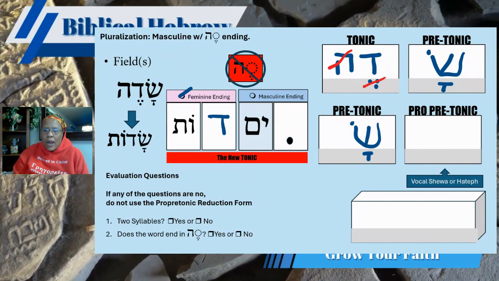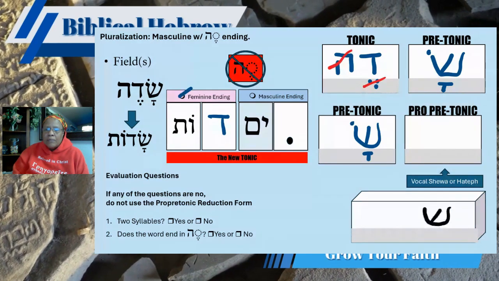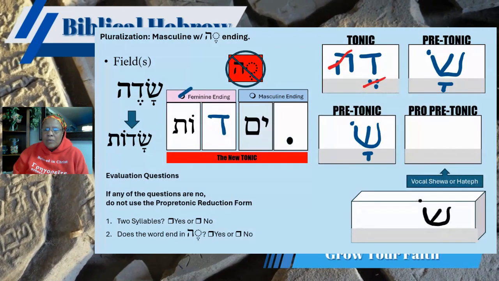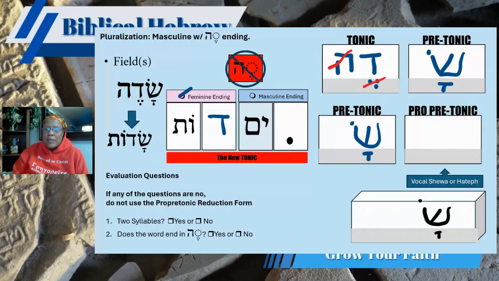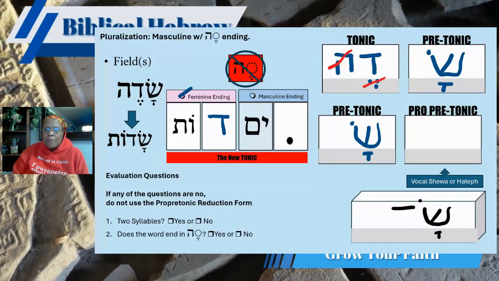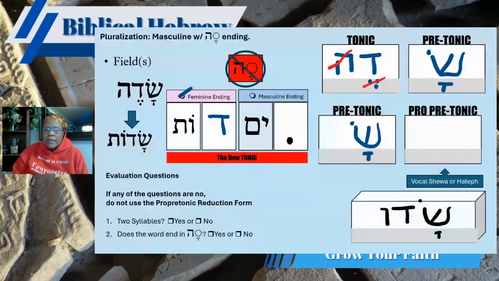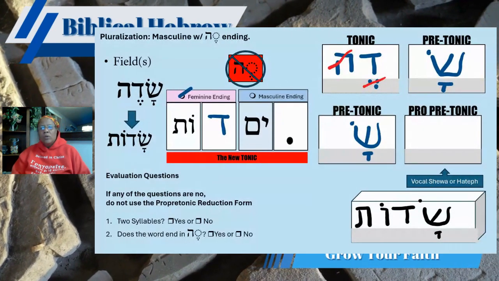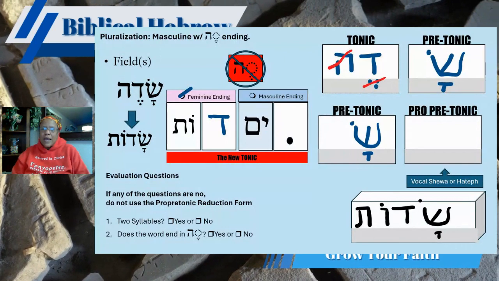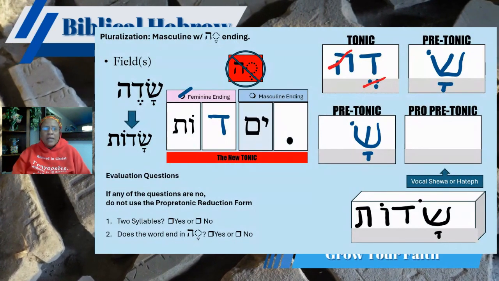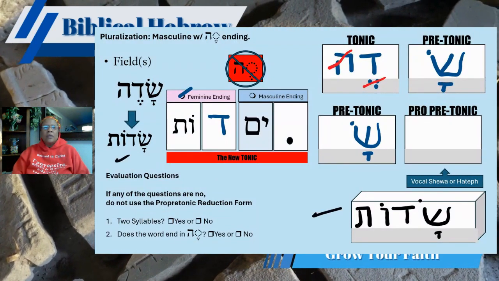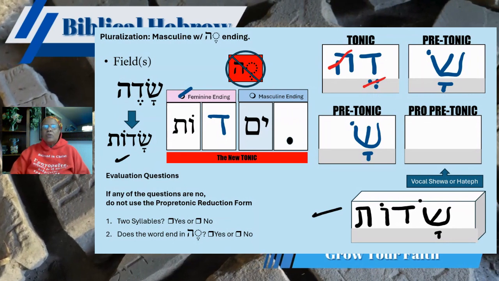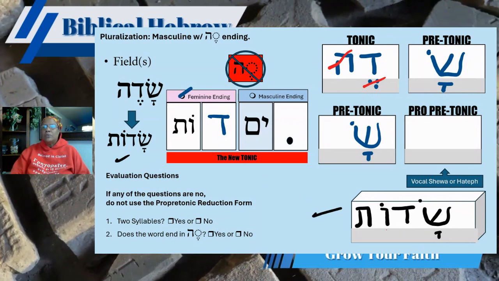So when we write it, we have the sin with its kametz, the dalet, and the feminine ending ot. So sadot, and that's what we have over here. Okay, let's go to a new one and see what we can do.